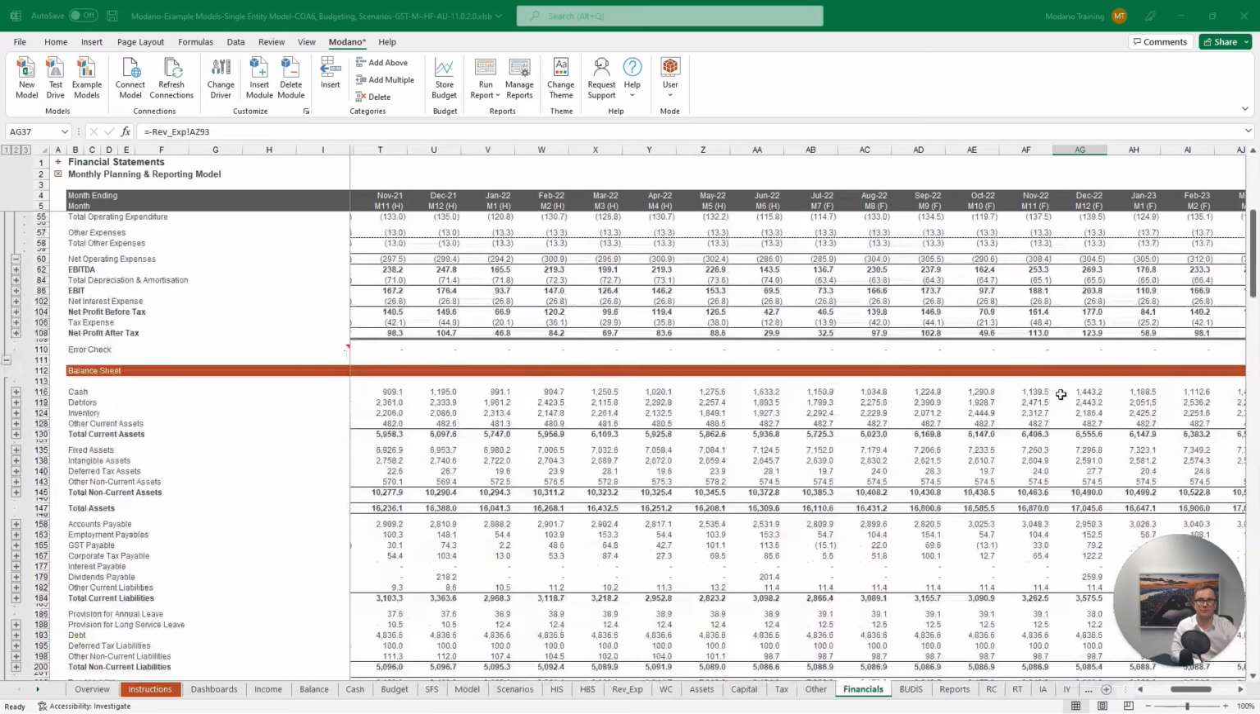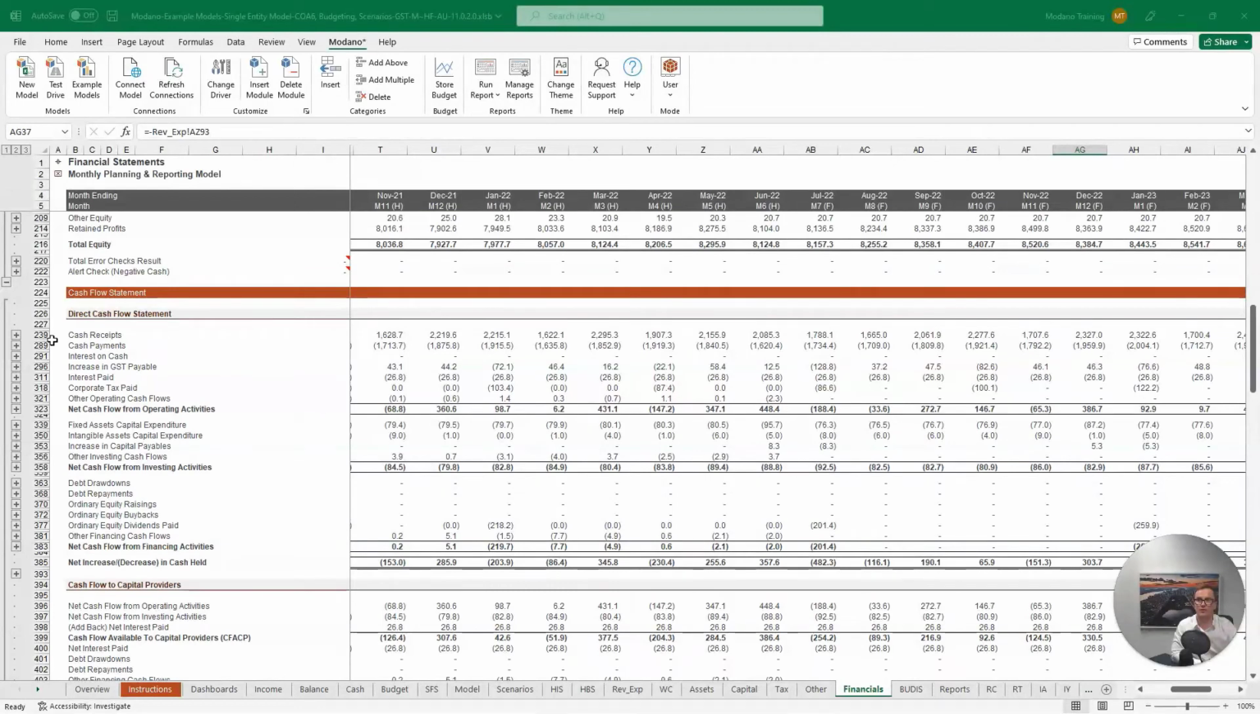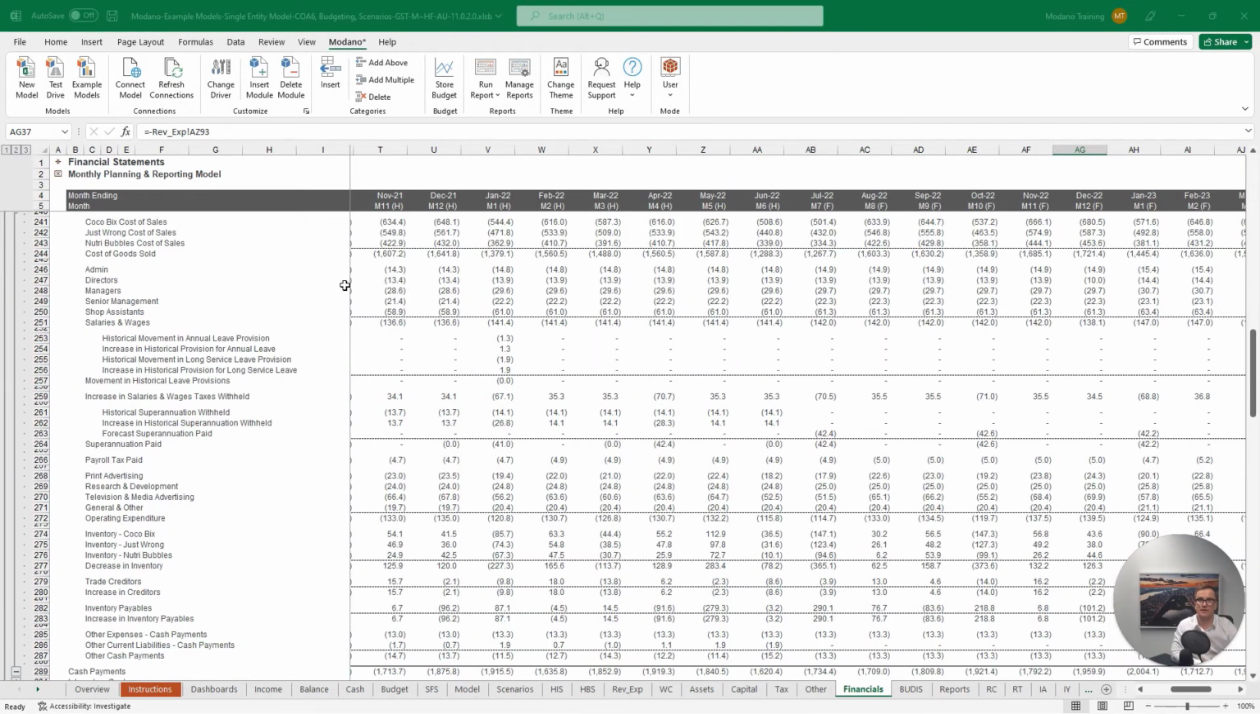Similarly, if we scroll down to the bottom of the sheet to locate our cash flow statement, if we expand our cash payment section, we can then see under our salaries and wages categories our 10.0 as well for directors.